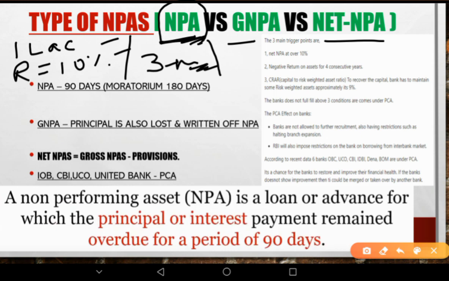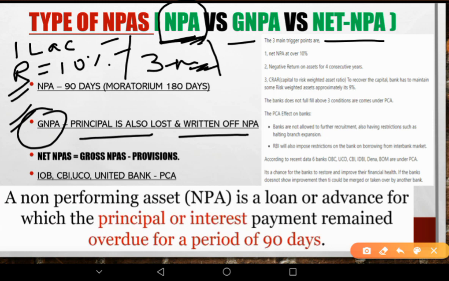After that, you will ask him whether he will pay or not. So he will switch off his mobile and simply run away. So in that case, when he is not picking up your call like Vijay Mallya and Nirav Modi did, then it is declared as GNPA when principal is also lost and written off. So this is a very bad case for any bank or financial institution.